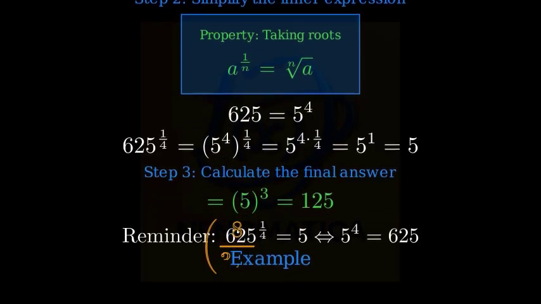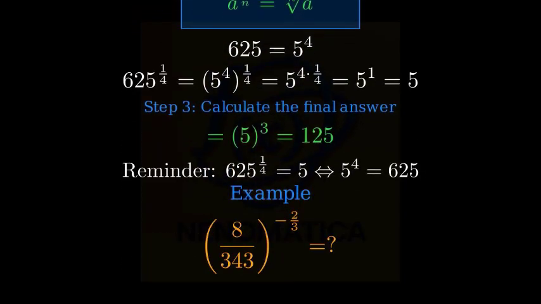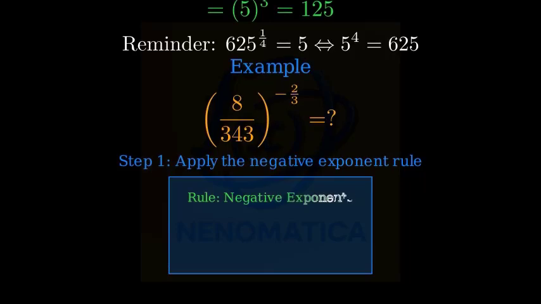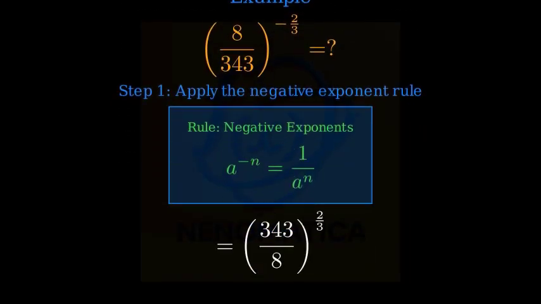Let's move on to our second example. Here, we need to evaluate open parenthesis 8 over 343 close parenthesis raised to the power of -2/3. First, let's apply the negative exponent rule. When we have a negative exponent, we can rewrite the expression by taking the reciprocal and changing the sign of the exponent.